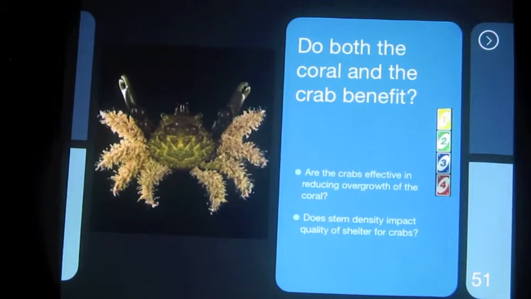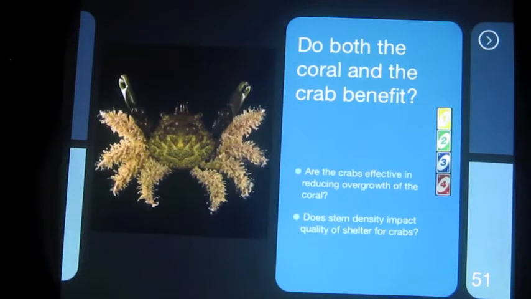So I was curious, are the crabs effective in reducing the overgrowth of the coral? Like if you actually have an algae problem, will these little crabs stop it? And does stem density impact the quality of the shelter from the crabs? So does this relationship work both ways? Is the crab getting something? Is the coral getting something?